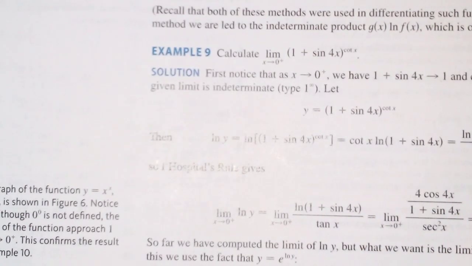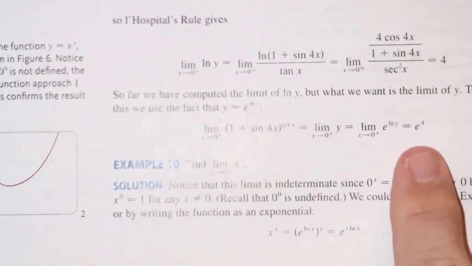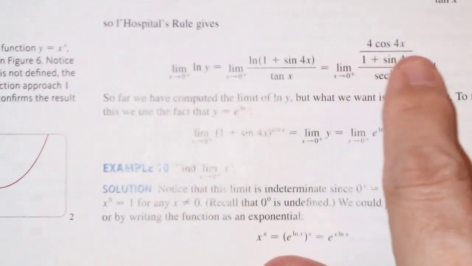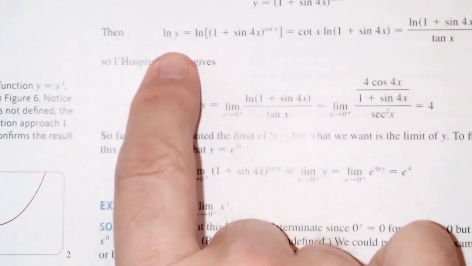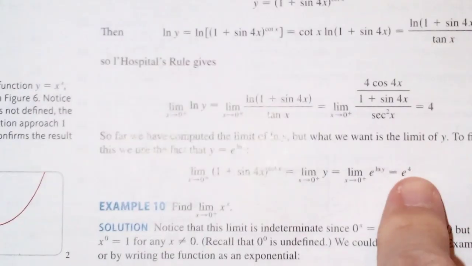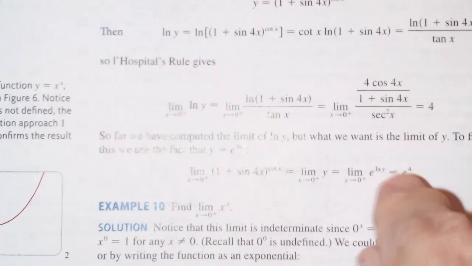But if I did an ln, I have to undo the ln. What do I do at the end? How do you get rid of an ln? With e. Once I work this all out and I get 4, that was the ln of my answer. So I have to make it e to the 4th to get rid of that ln.